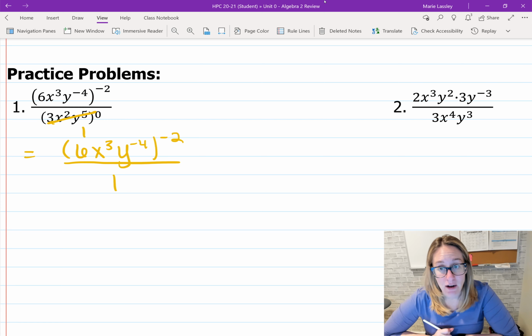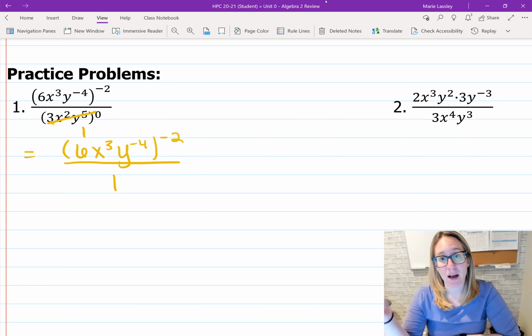Okay, now from here, you have two different techniques that you can use. You can apply the exponent first, or you can choose to make that exponent positive first. It doesn't matter which one you choose. I'm going to go ahead and use my product rule where I'm raising an exponent to an exponent. So I'm going to distribute my exponent into the parentheses.